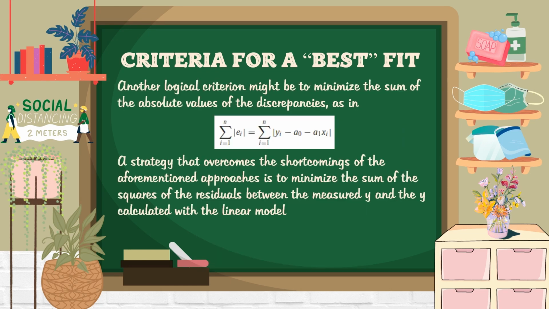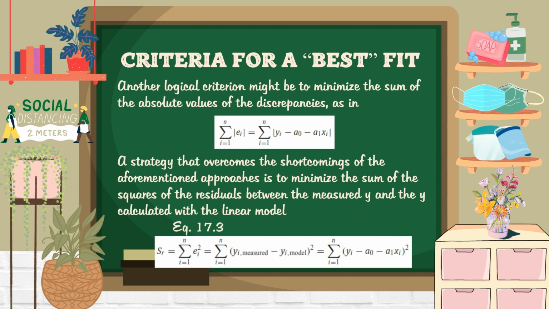A strategy that overcomes the shortcomings of the aforementioned approaches is to minimize the sum of the squares of the residuals between the measured y and the y calculated with the linear model. We have here equation 17.3. S sub r, or the sum of squares of the residuals, equals the summation of e sub i squared from i equals 1 to n, which also equals the summation of y sub i measured minus y sub i model, squared, which equals the summation of y sub i minus a sub 0 minus a sub 1 x sub i, squared, from i equals 1 to n.